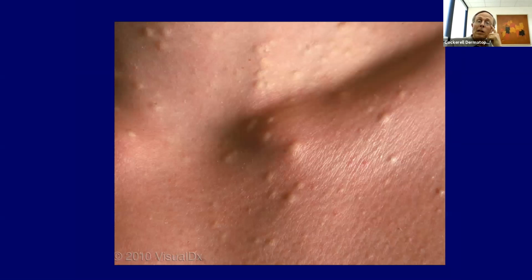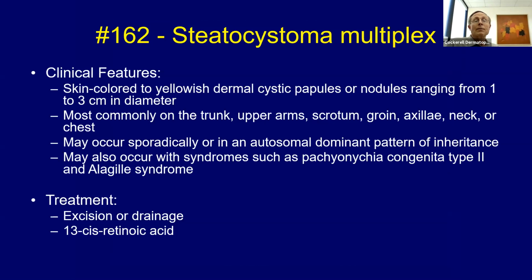So these can be solitary or multiple, and they also can be inherited. They can be autosomal dominant. So make sure that you know that. And they can be associated with other syndromes: pachyonychia congenita type 2, Alagille syndrome. So just make sure that you realize that occasionally these things can be associated with other conditions.